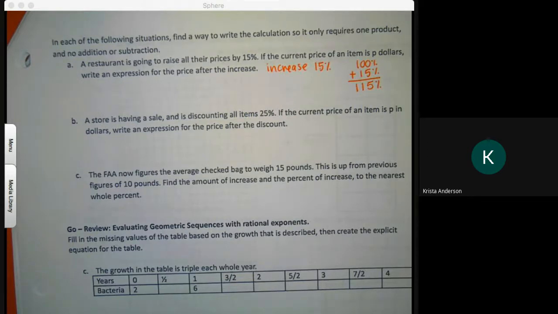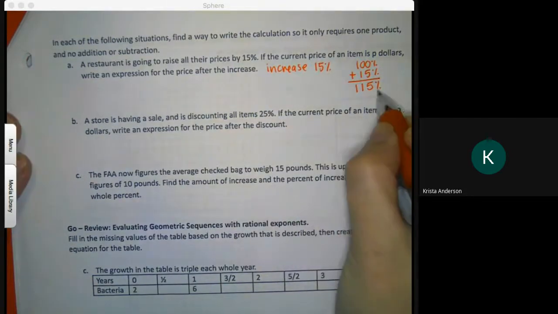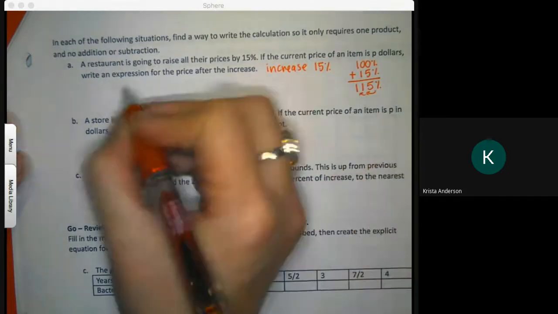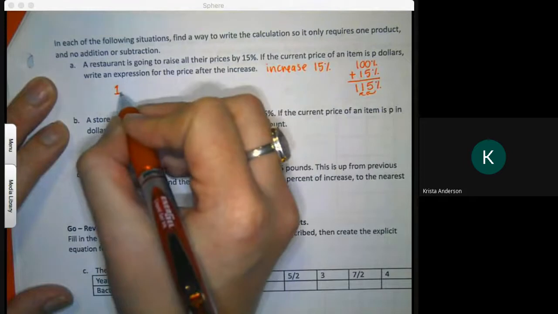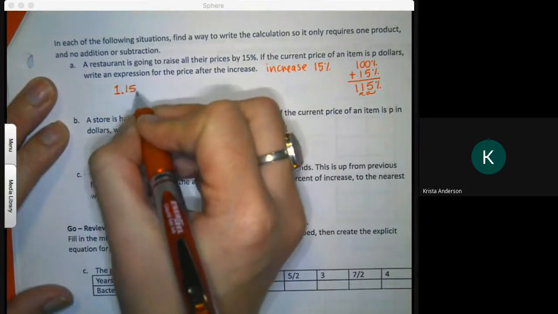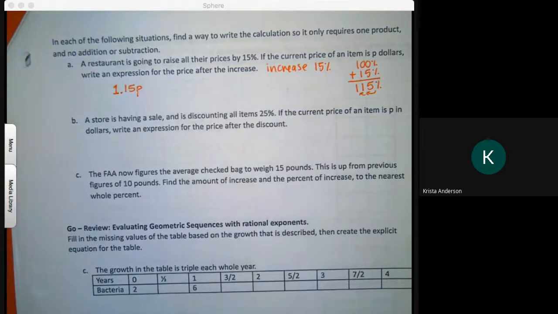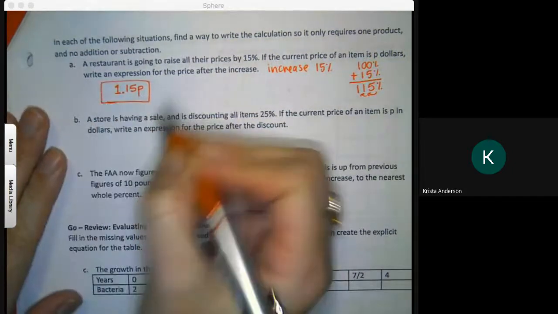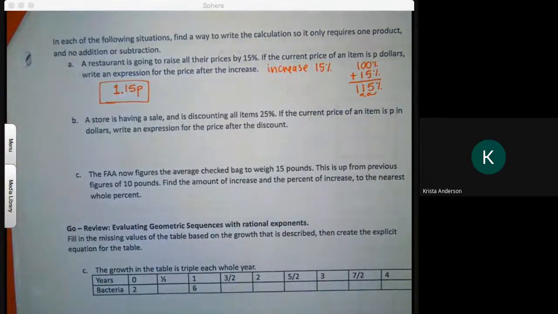It tells me to write an expression with the letter P. So I'm going to move my point. So I'll have 1.15 times by P. That will tell you how much the price would become. This is your answer. That is your expression.